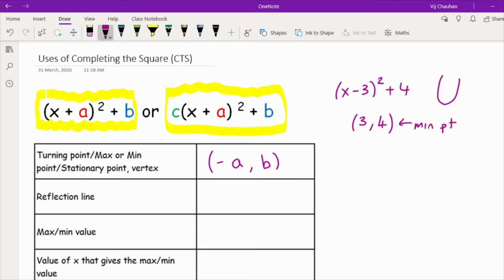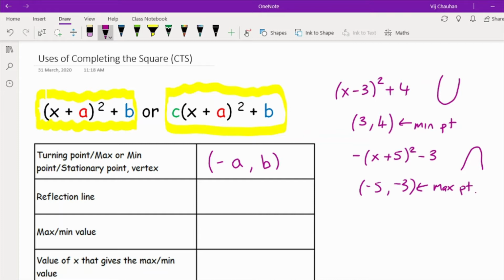If I had, let's say, a minus x, let's say plus 5 squared minus 3, in this format, again if I was to expand this out, it would produce a negative parabola, so therefore I'm looking for a maximum point, and the coordinate would be of the value of x that makes the bracket equal to 0, which would be minus 5. So even though there is a negative outside the bracket, it does not make a difference to the format of this, and my constant there is minus 3, so this would be my maximum point.